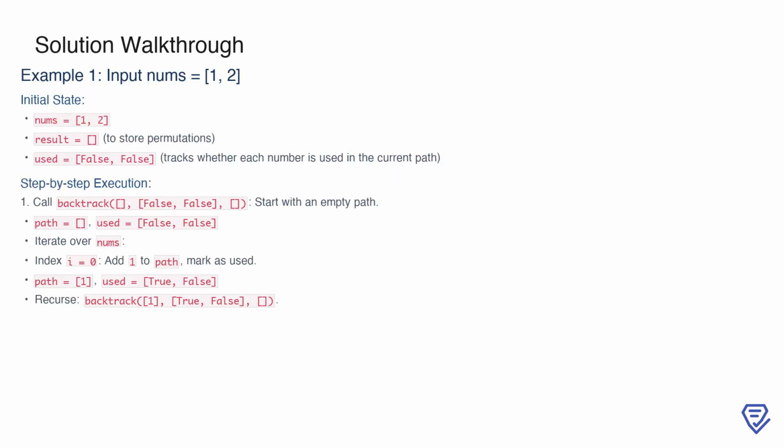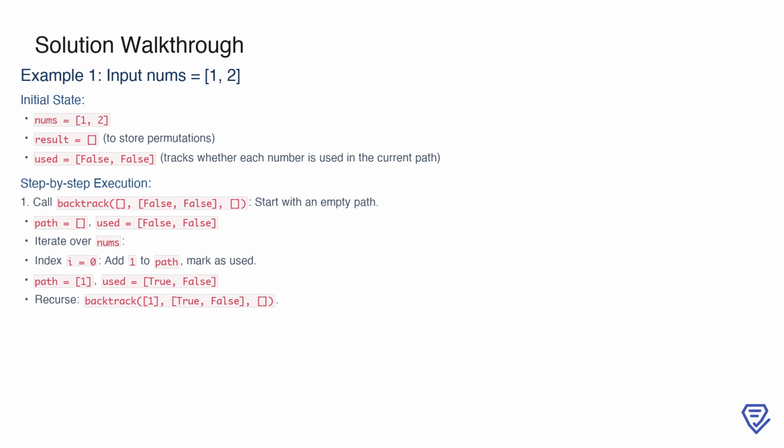We are tasked with finding all permutations of the input array nums equals 1, 2. To do this, we initialize 3 key components: result, an empty list to store our final permutations; used, a list of booleans to track whether each number in nums has been included in the current path; and path, which will hold the numbers as we build each permutation step by step. The process begins by calling the backtrack function with an empty path, an unused state for all numbers, and an empty result.